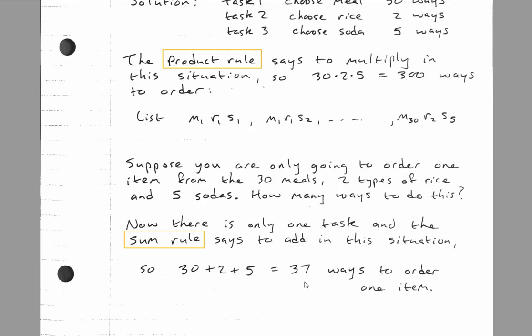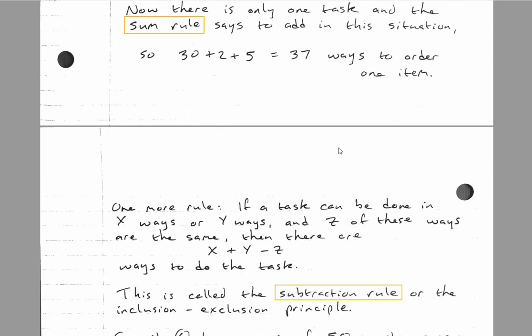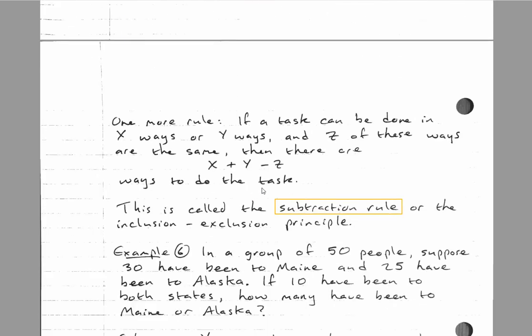Okay, so the difference is, if you just have one task, with say X options or Y options or Z options, then there are just X plus Y plus Z ways to do that one task or make that one choice. Alright, so I hope you see the difference. So sometimes you're adding, sometimes you're multiplying, sometimes you're subtracting as well.